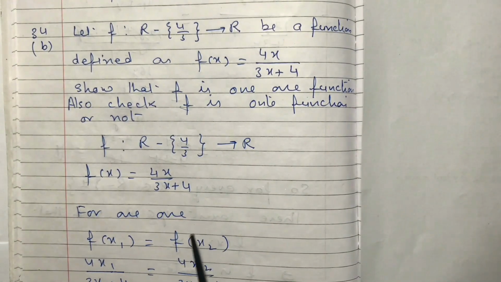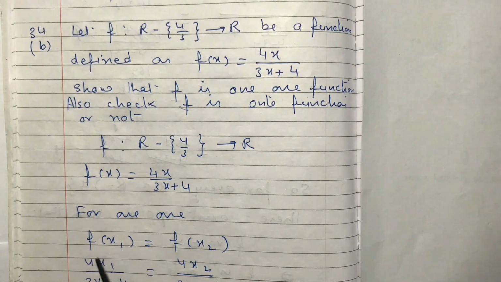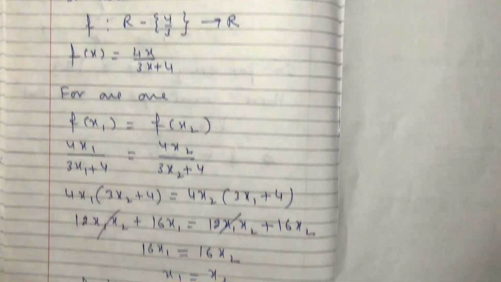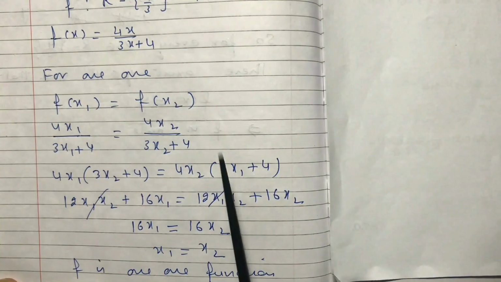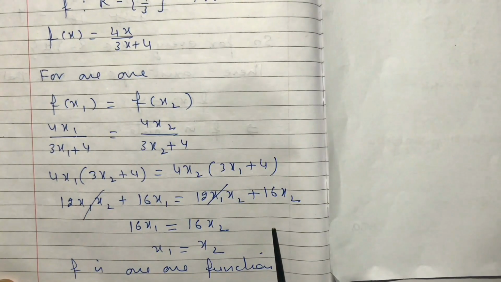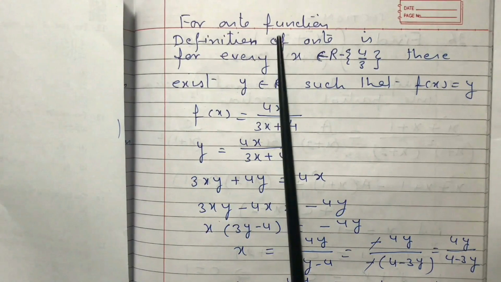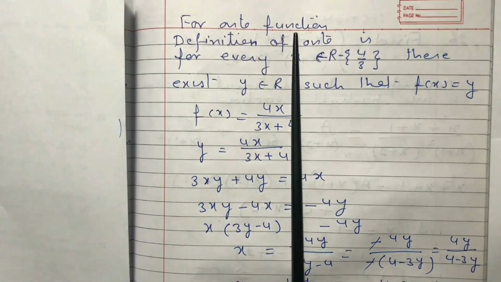I think you all know how to prove it is one-one. If f(x1) is equal to f(x2), we will prove x1 is equal to x2. I have proved it here. You can check from here. So f is a one-one function. Now let us prove that it is an onto function.